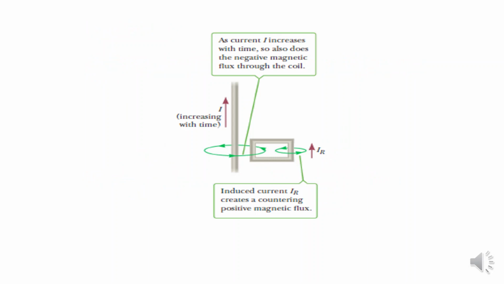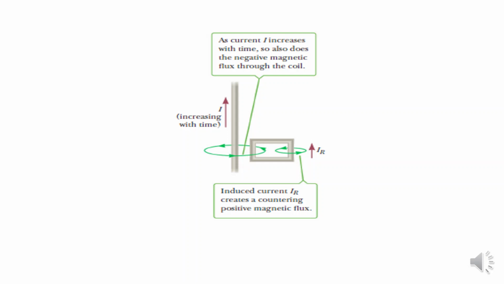Another example of Lenz's law. Let's say we have a current traveling through a long straight wire, and let's say the current increases with time. We have a rectangular loop beside the wire. From the previous chapter, a wire that carries current produces its own magnetic field, so the magnetic field here is counterclockwise.